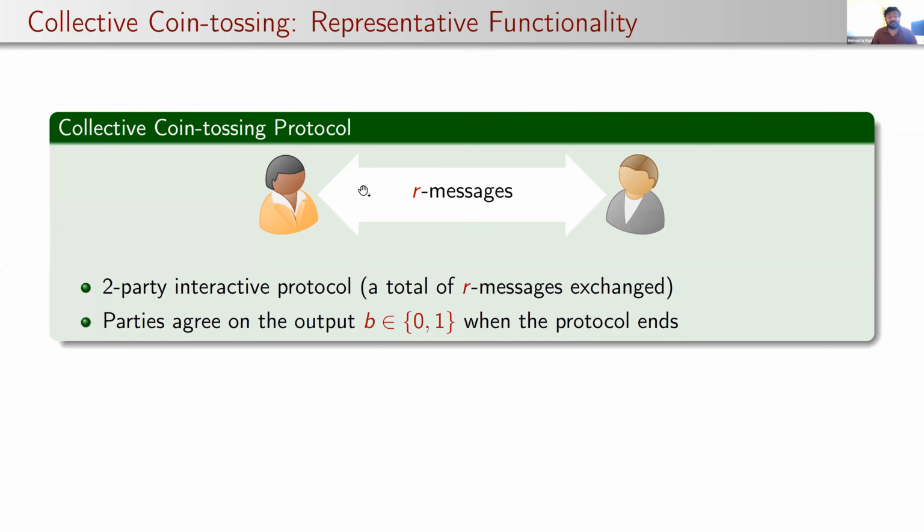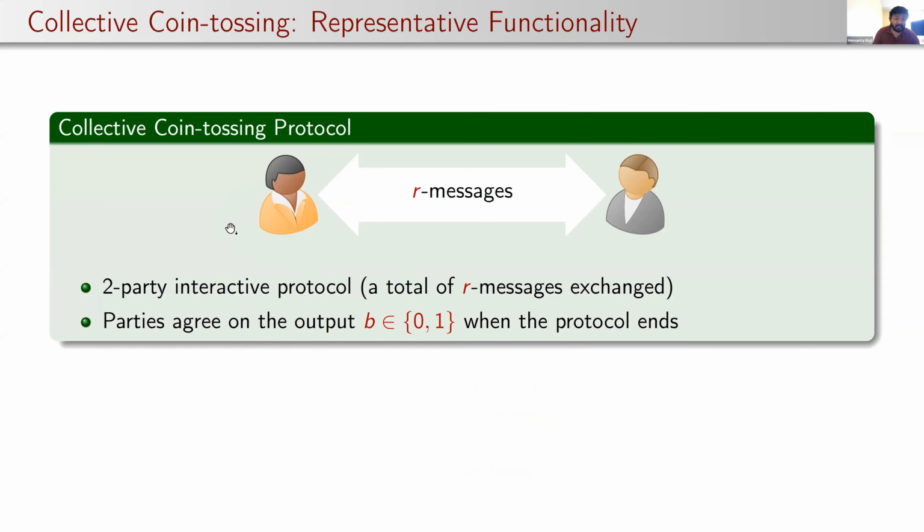As a representative example, we will be considering the two-party coin tossing functionality. In this functionality, two parties interact with each other over r rounds. And at the end of the protocol, both parties agree on the output bit B, which is either 0 or 1.